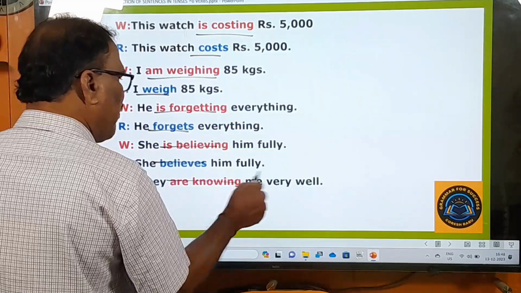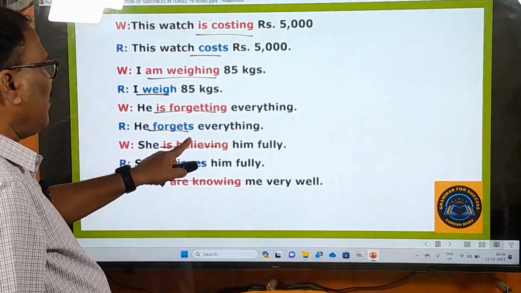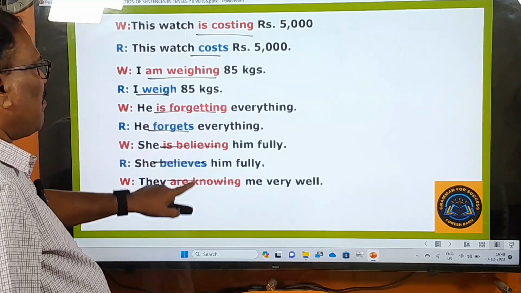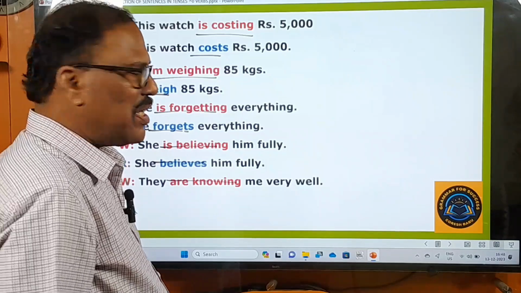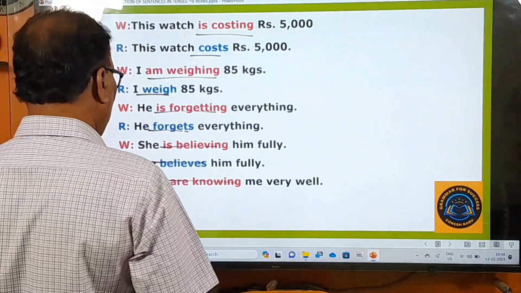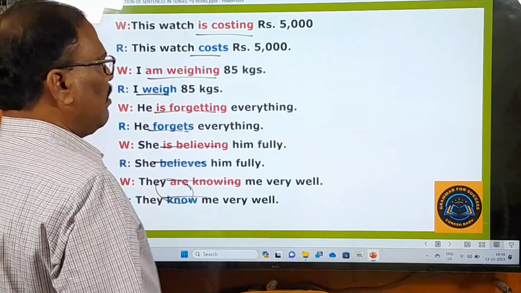They are knowing me very well. So it's a verb of mental activity. These are all the verbs of mental activity, and therefore you should not use them in the continuous tenses. That's why you have to use them in the simple present. They know me very well. Come on, let's move on to the next rule.